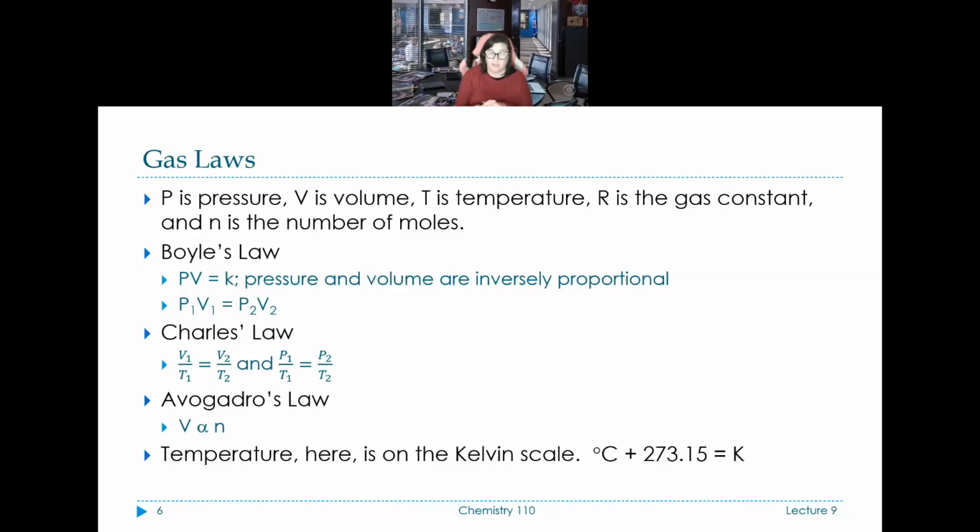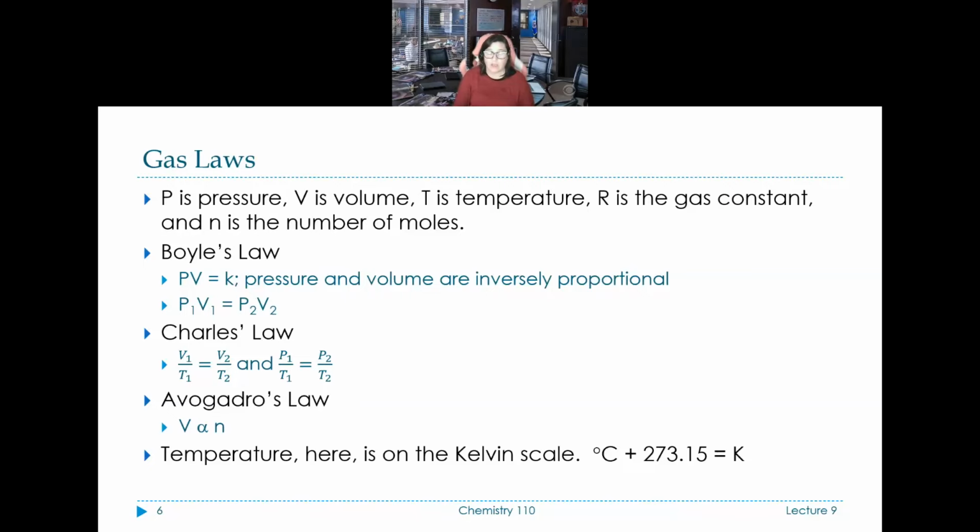Avogadro's law deals with number of moles. So the number of moles is proportional to the volume. We'll talk about exactly how that's true in a minute. If we have a container that can expand, and we put 1 mole of gas in it, it has a fixed volume. If I then add another mole of gas, it's going to have twice that volume. So the number of moles determines the volume if we can expand to whatever volume we want. So we need to know that there is a relationship for volume and number of moles of gas.